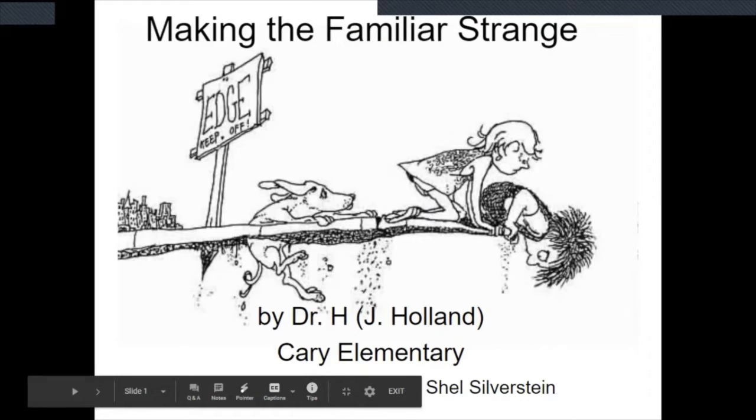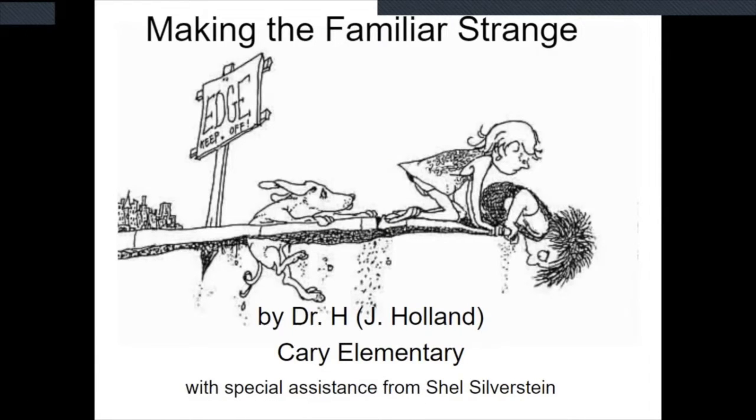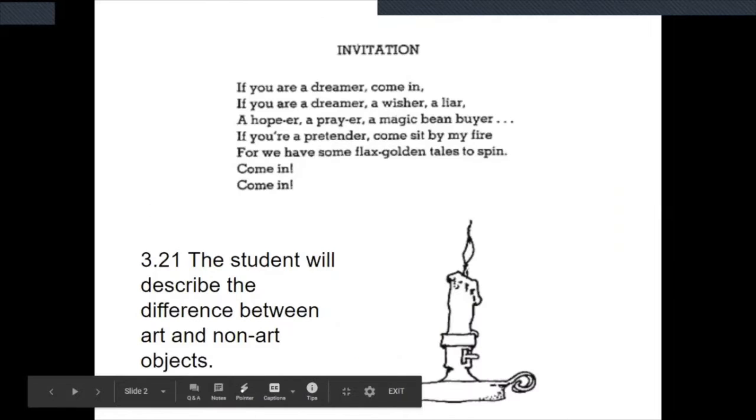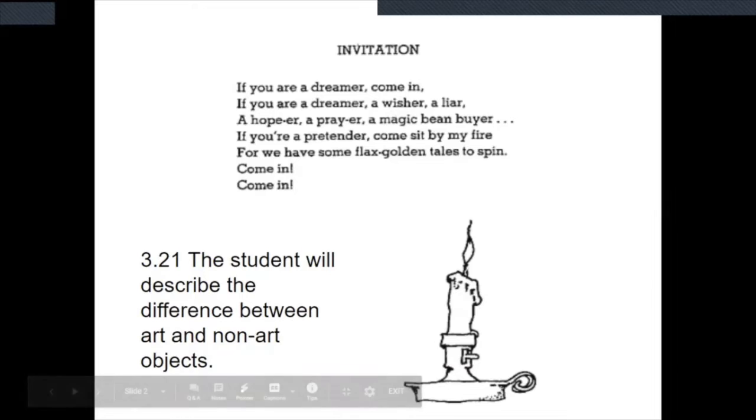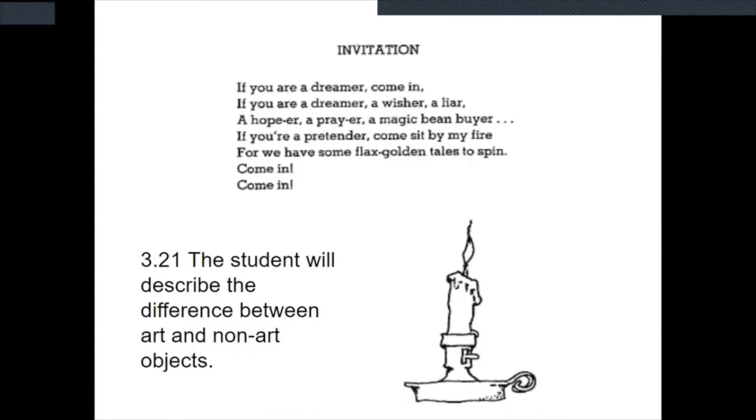So the title of this lesson is called Making the Familiar Strange. I invite you to come into this lesson. If you're a dreamer, come in. If you're a dreamer, a wisher, a liar, a hoper, a prayer, magic bean buyer, if you're a pretender, come sit by my fire, for we have some flax golden tales to spin. Come in, come in. And our learning objective for today is the student will describe the difference between art and non-art objects.